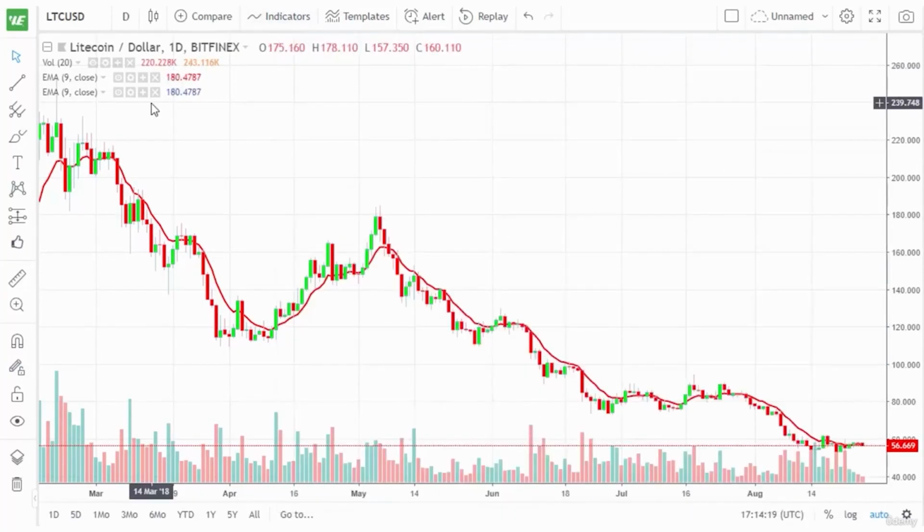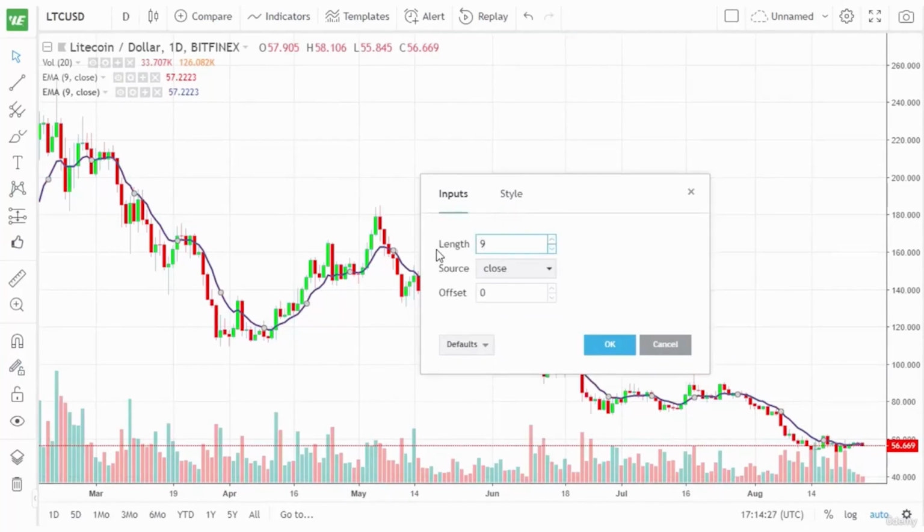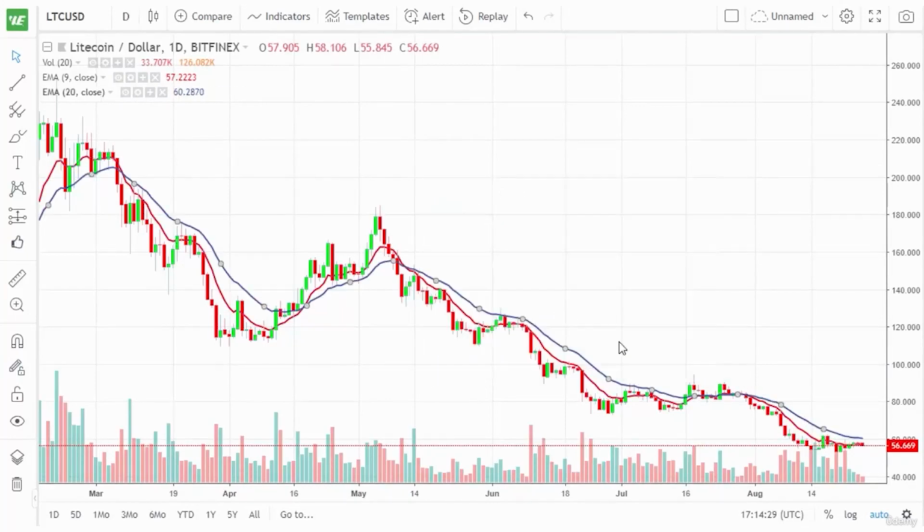I will format it up here because it's easier to do. I'm going to make this blue. I'll make it a little thicker. And the input here, I'm going to put 20. So this is a pretty common moving average, the 20-day moving average. This brings up an interesting point. You can see that clearly one of the moving averages reacts quicker than the other. That would be the 9, and that makes sense.